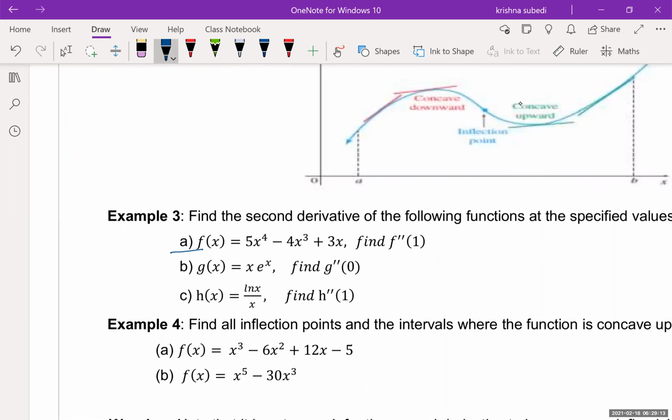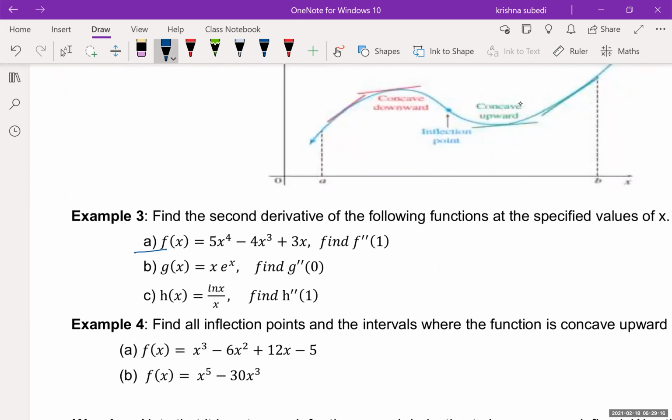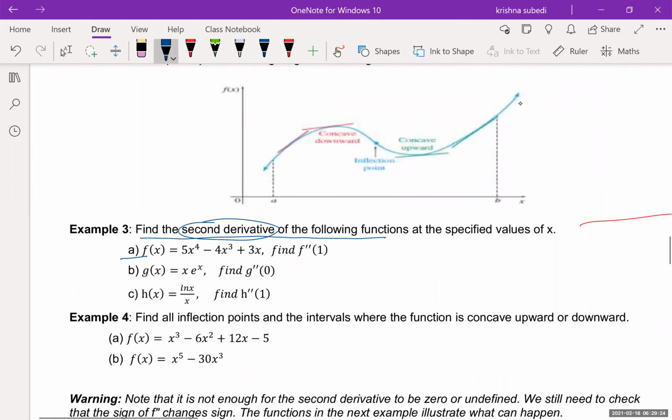So let's look at example 3. What is there? Find the second derivative of the function. We need to find only the second derivative at the specified value of x. So part A, f of x is this. Now you want to find the derivative, which is f prime of x, which is 20x cubed minus 12x squared plus 3. That is your first derivative. Now your second derivative is going to be 60x squared minus 24x.